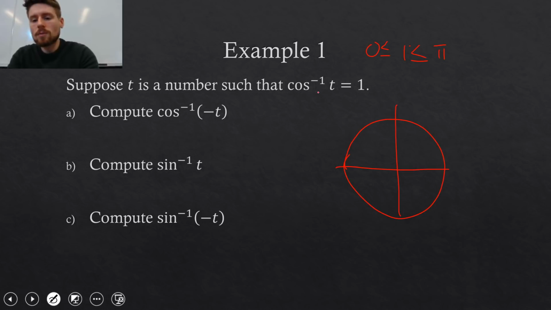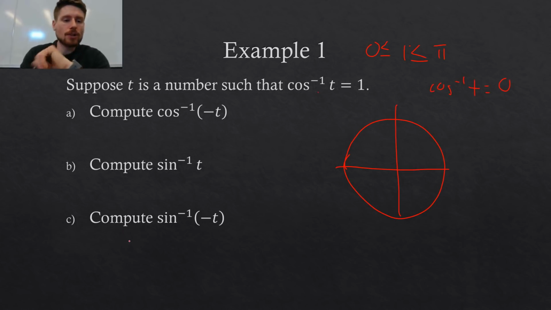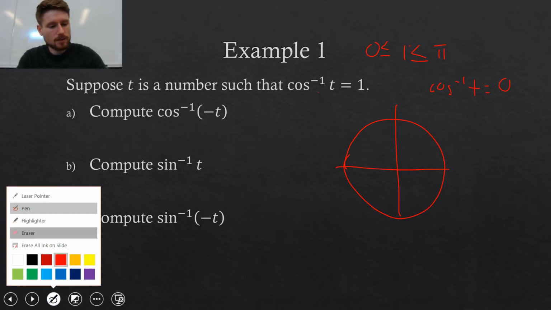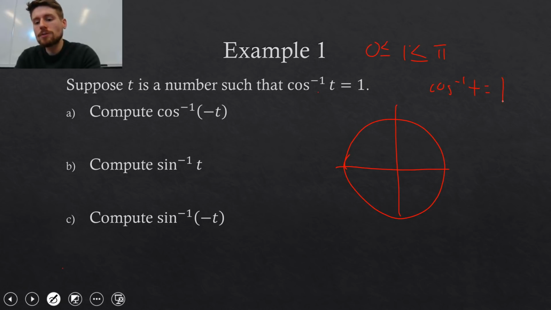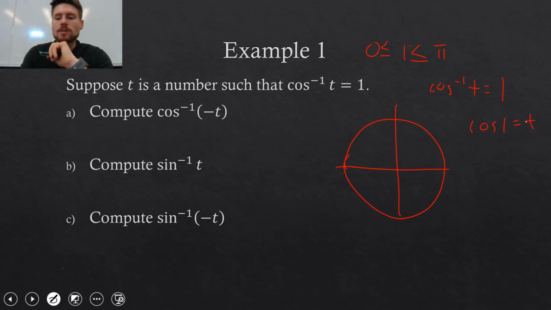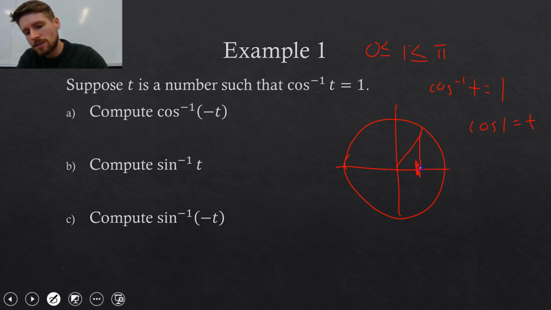cosine inverse of t equals 1. That says cosine of 1 equals t. Now we could actually compute this, find out what t is, but it's totally unnecessary to solve this problem. All I want is to sketch this angle. An angle of 1 radian we learned was somewhere in quadrant 1. So that means my t is a positive amount. We'll sketch this in, maybe something like this. So this would be t.